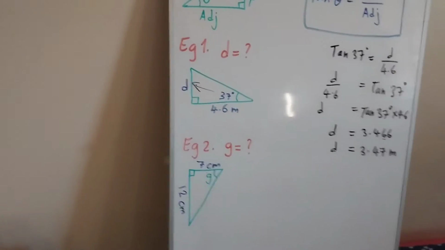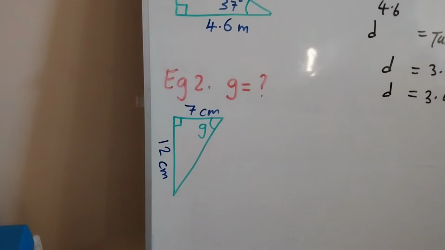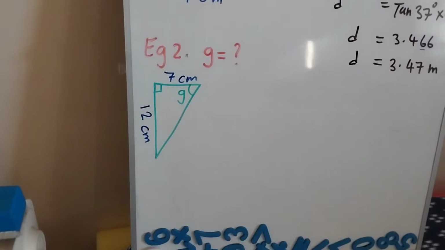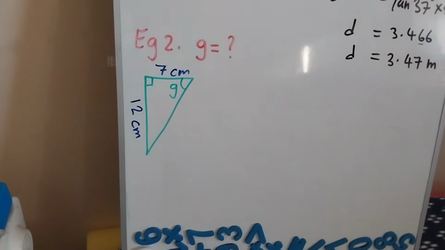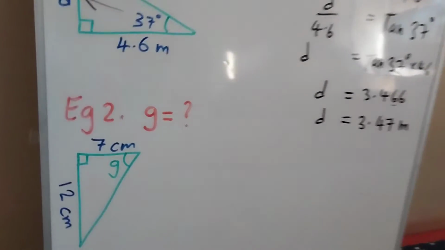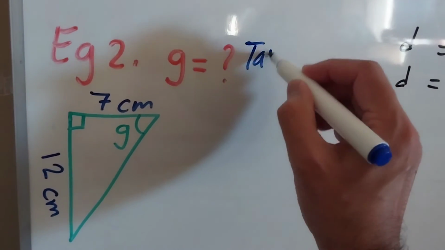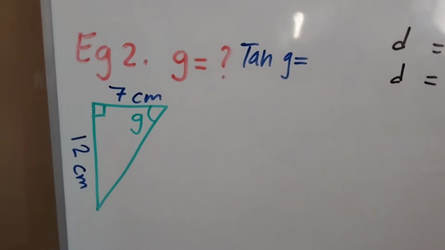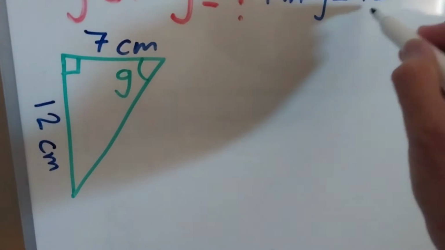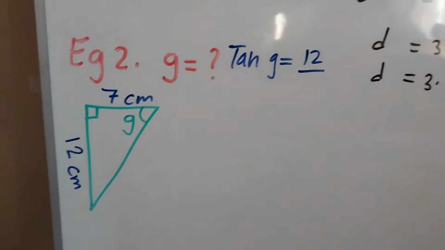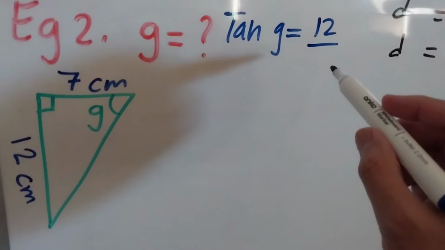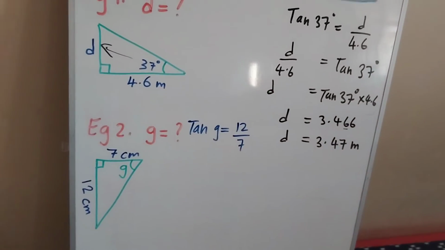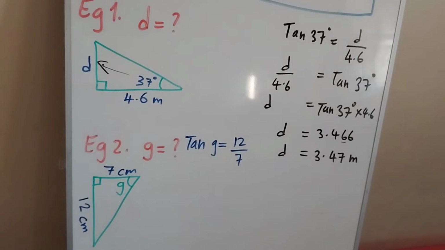Let's look at the second example. In this one, we are finding the unknown angle G, given the opposite side 12 centimeters and the adjacent side 7 centimeters. So we'll start with the formula. The tangent of the angle G is equal to opposite, which is 12, divided by the adjacent side, which is 7. Don't need to write the centimeters yet. So tangent of the angle G is 12 divided by 7.